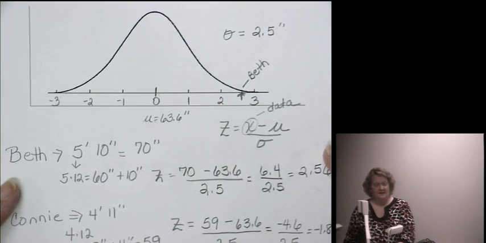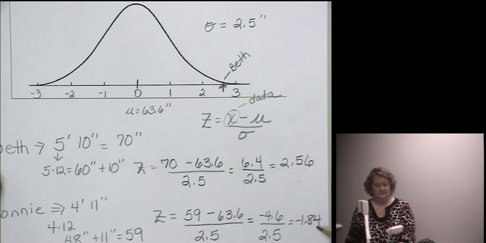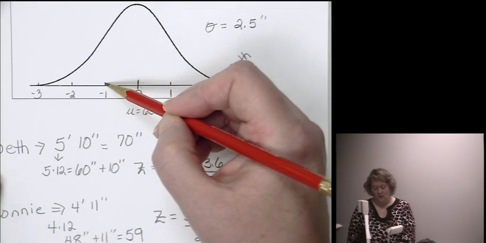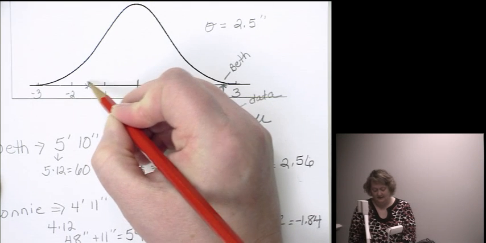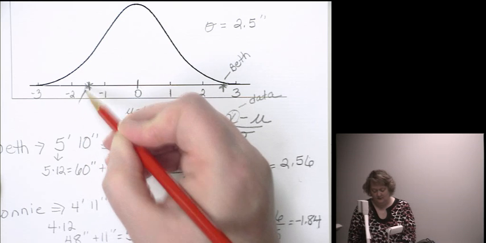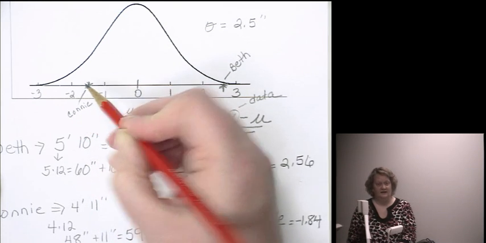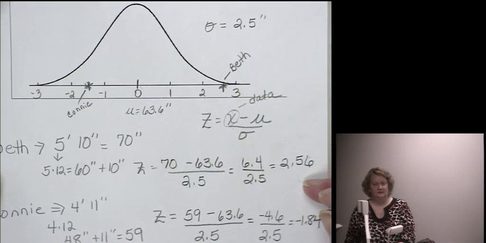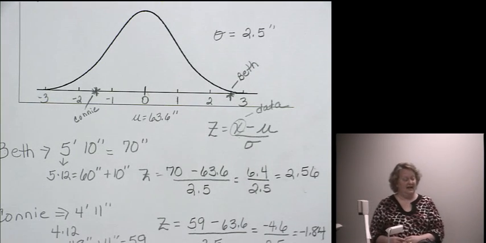Then I'm going to graph that negative 1.84, which was Connie's height. Well, that's -1 and almost to 2, but not quite. So Connie's height would be right there. Now, which one of us is closer to the mean? Well, Connie is. She's a little closer to the mean than I am.